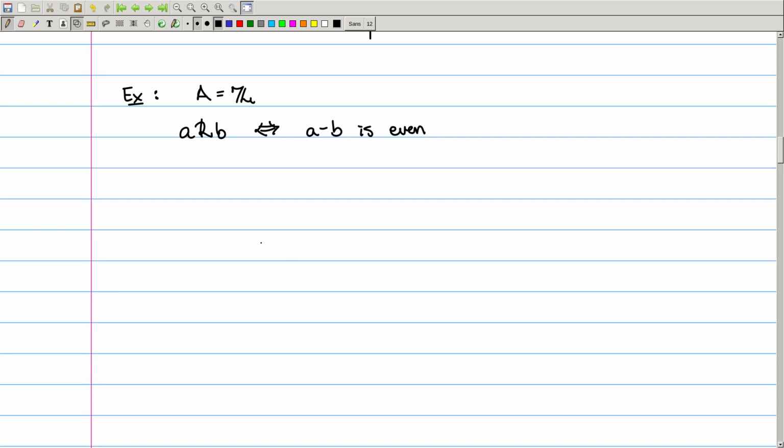And let's check together here that this is an equivalence relation on Z, those integers. So in order to check this, I want to check all three of those properties. First of all, I want to check that it's reflexive. That is to say that each element is related to itself. So let's go ahead and choose an element.